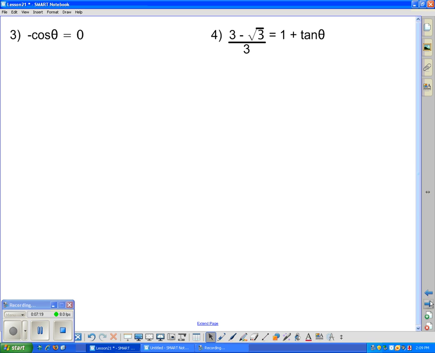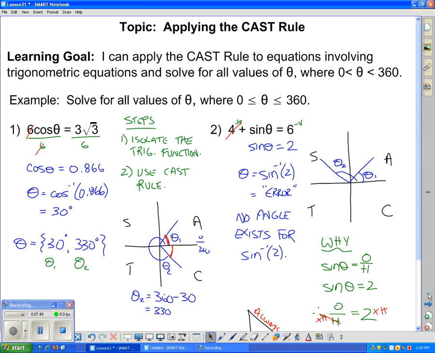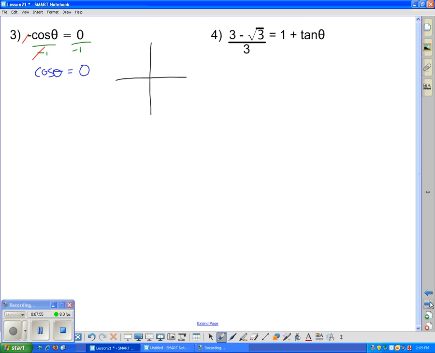Next example. Negative cos theta equals 0. So we could divide both sides by -1 technically here. It's not really going to change anything other than the sign. So that means that cos theta is still equal to 0. Now, if we draw our CAST rule here, when is cos 0? So this is another unique one. So I'm going to put a star here. The second example is a unique example, and the third one is another unique one. It's kind of an oddball one.